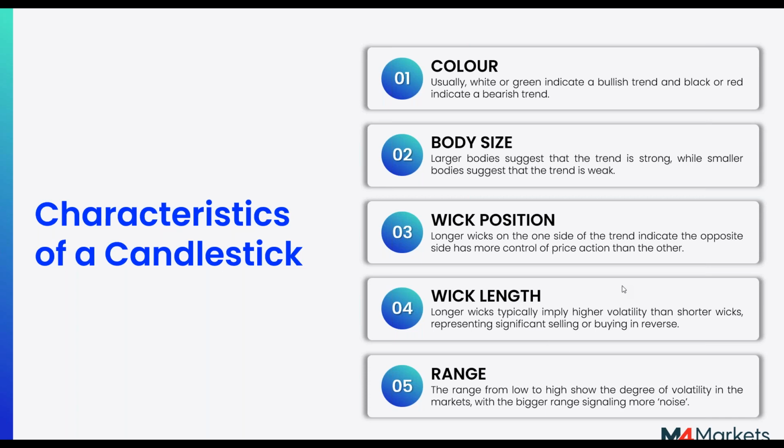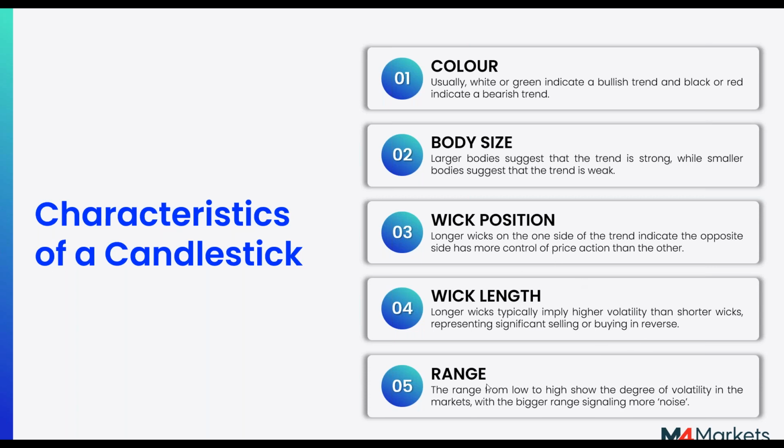We also need to look at the wick length, of course. The longer ones typically imply higher volatility than the shorter wicks, and they represent significant selling or buying in reverse. Meaning, if you see a spike up and then the market moves in the other direction, then the wick length over the top side is the one that matters most, right? And maybe you're going to have no wick on the other side. That's why it's important to look at both wicks, their length, and where they are.